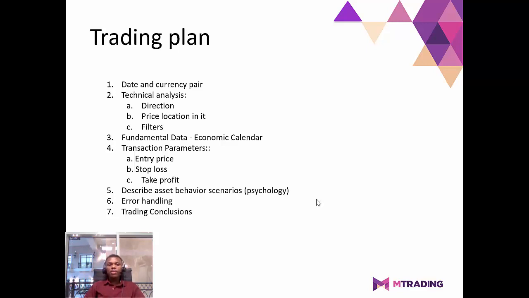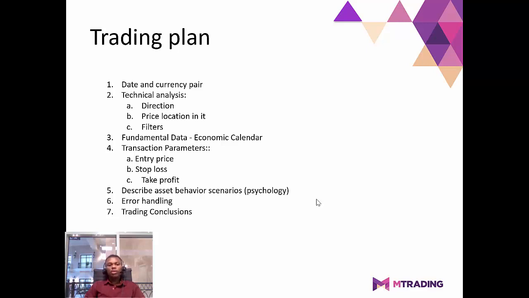Number three, fundamental data. Here we're talking about the economic calendar. There are different things which happen in the economic world which can affect the pair that you are trading. So now, in the future we will show you how to find these events, and we will teach you how to measure their intensity. Now you need to make sure that there is nothing that is going to affect the decision that you are making today.